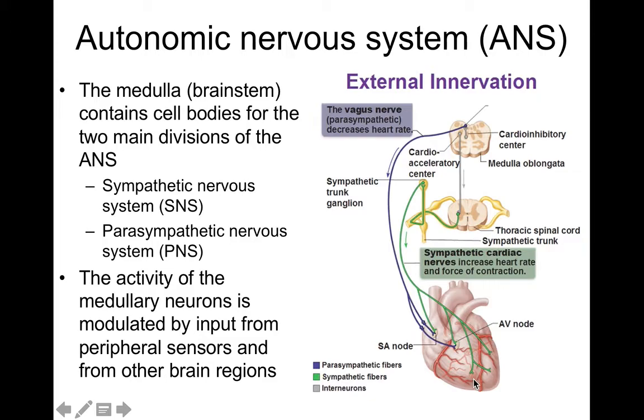So the main activity of the medullary neurons is modulated by input from different sensors and from other regions of the brain. We're going to be talking about one of these specific sensors towards the end of the lecture, the baroreceptors. But there's a whole lot of other different sensors and other brain regions that feed in to the medulla to modulate the activity of the sympathetic and the parasympathetic nervous system, which in turn will then modulate the heart rate.